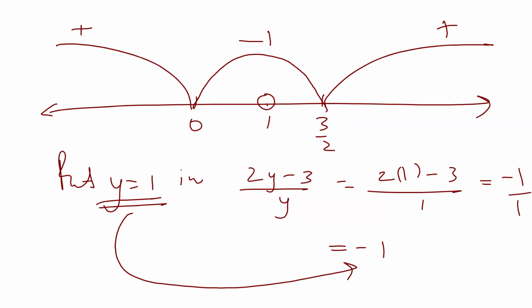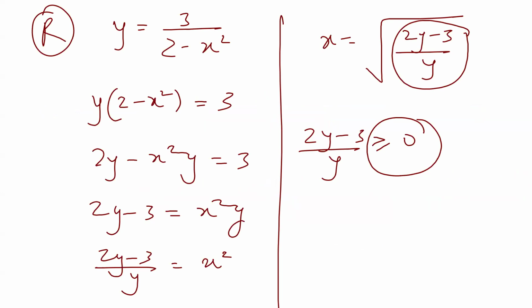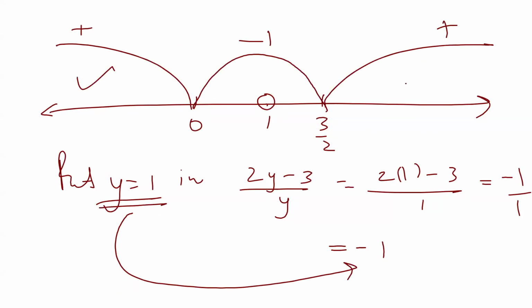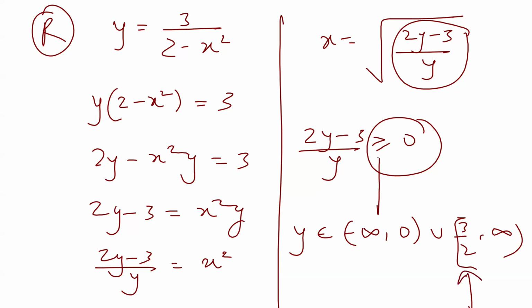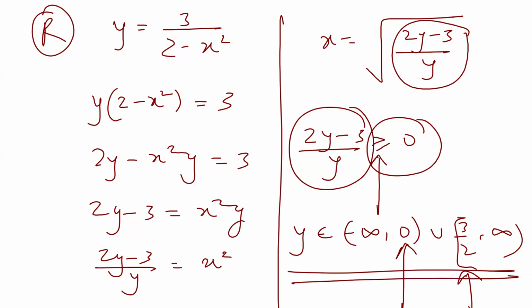Now take a look at the inequality, greater than or equal to 0. Where is it greater than or equal to 0? This part and this part. So y belongs to minus infinity to 0, union 3 by 2 to infinity. Infinity always has a round bracket. 3 by 2 will have a box bracket because there is an equal to. And y cannot be 0, because if we put y as 0, the denominator will be 0 and it will be not defined. So this is the range for this particular question.